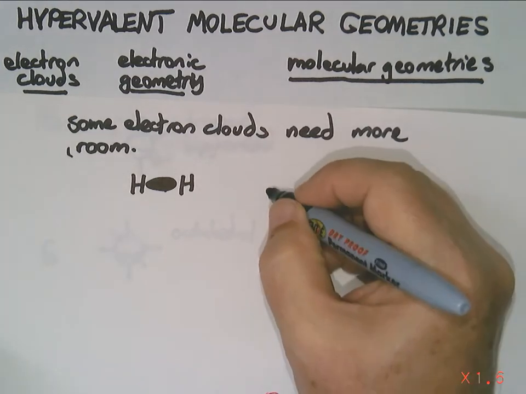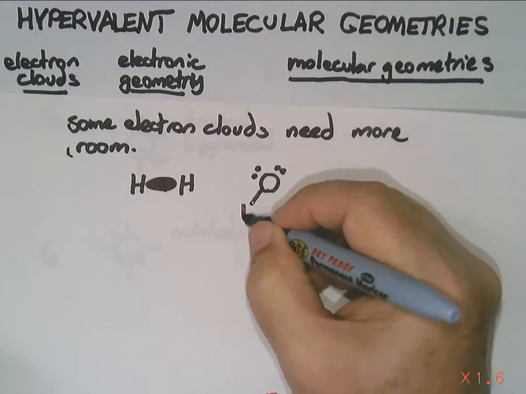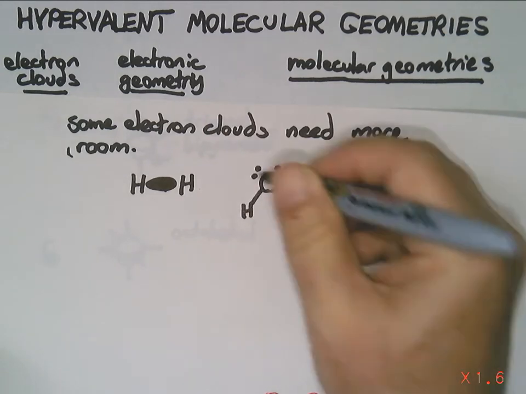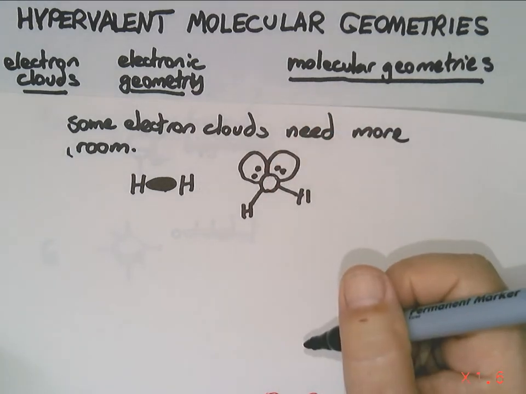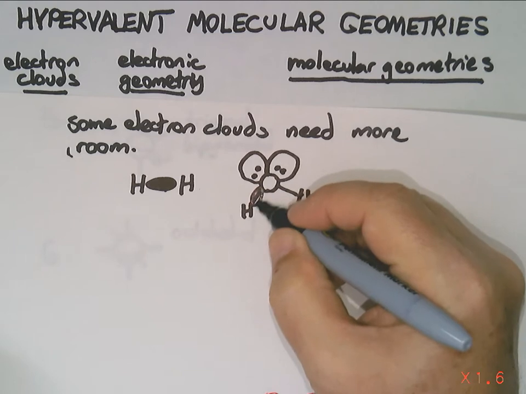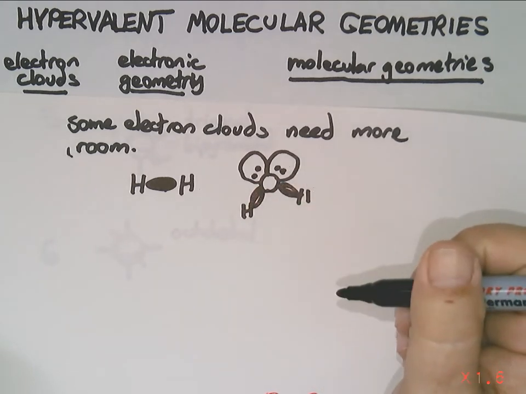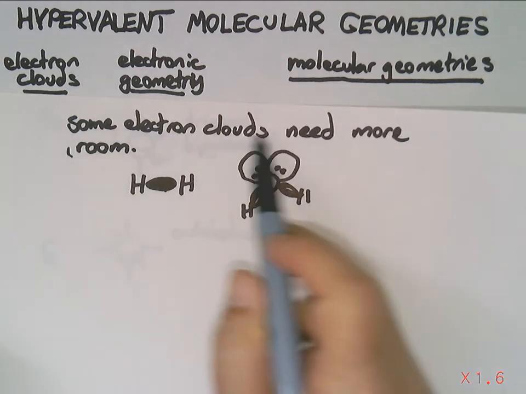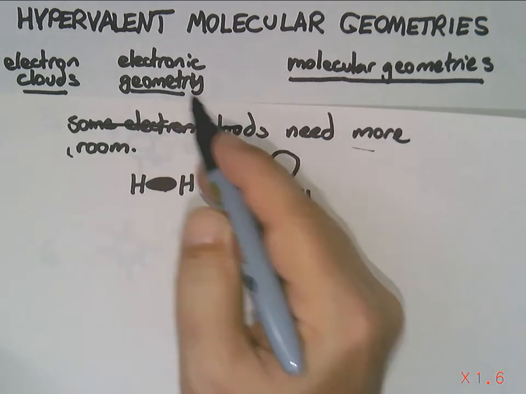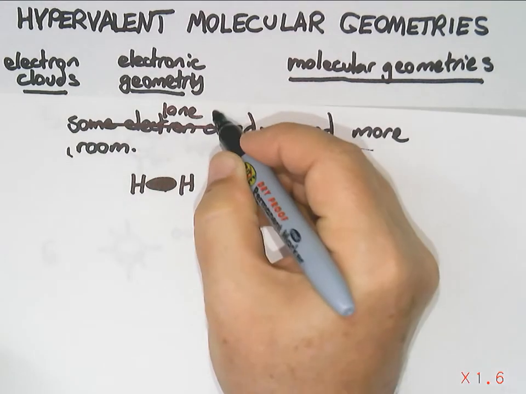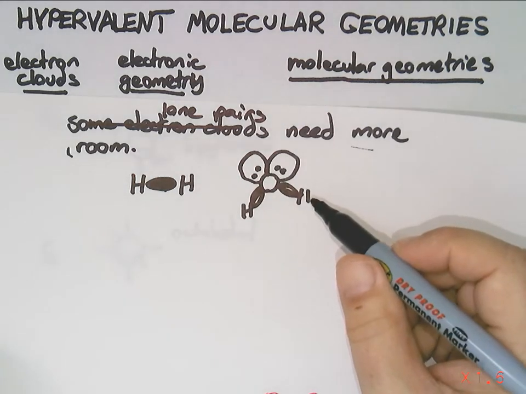But if you've got lone pairs, they take up a lot of room. They're not pinned down on one end, so they can take up a lot of space. So these bonding pairs are taking up a very small amount of space, but the lone pairs need more. So some electron clouds need more room. In particular, lone pairs need more room. They'll take up more room.